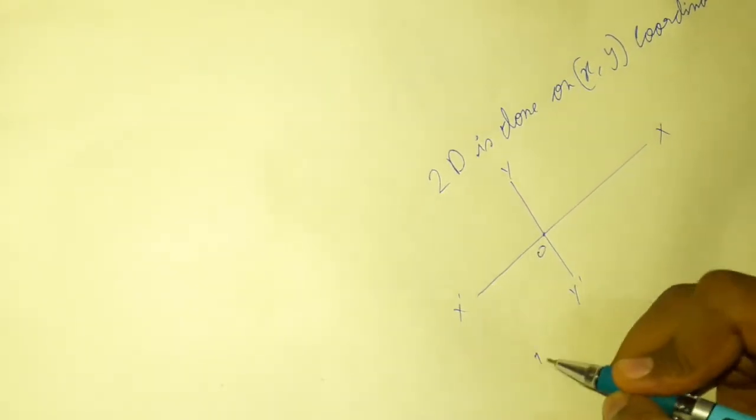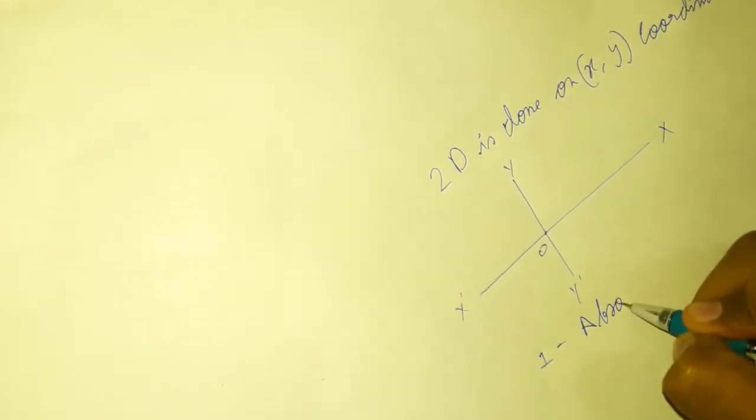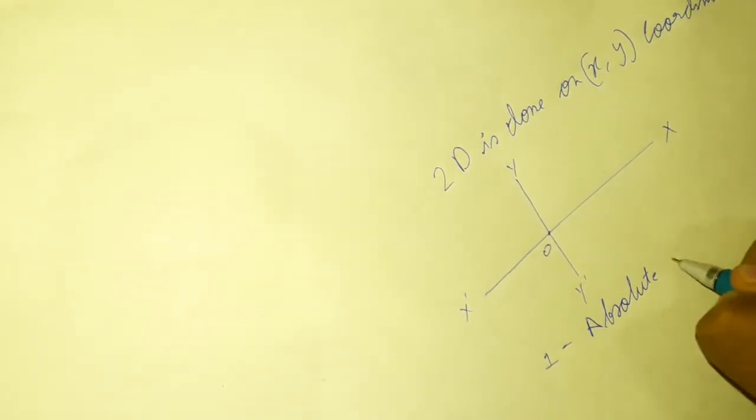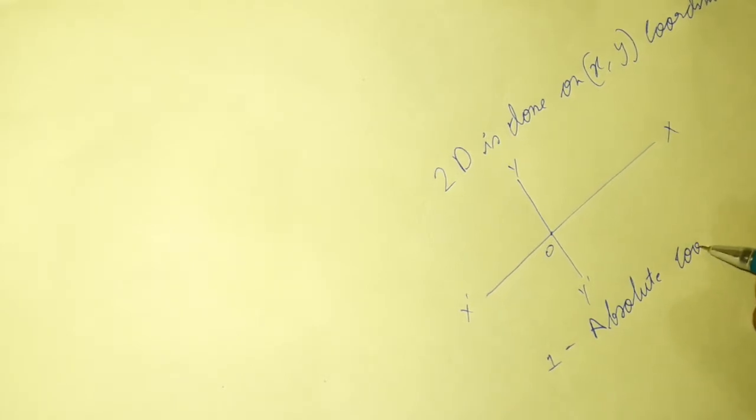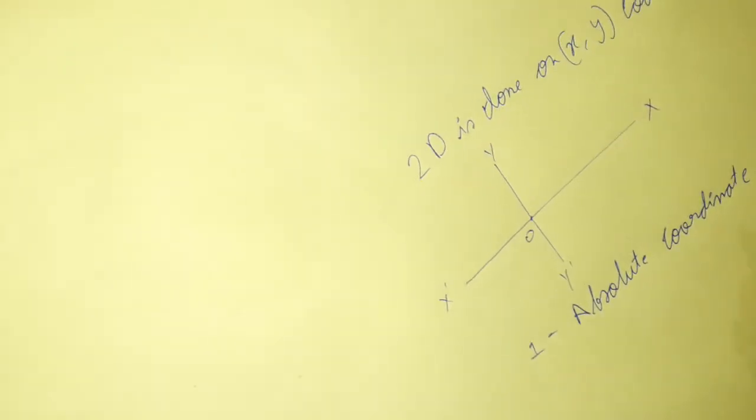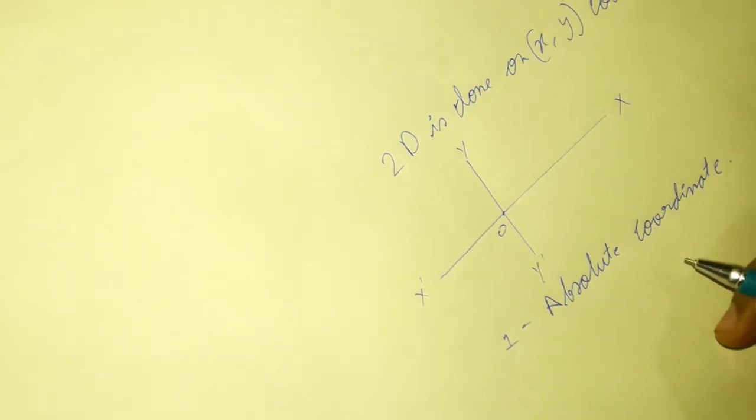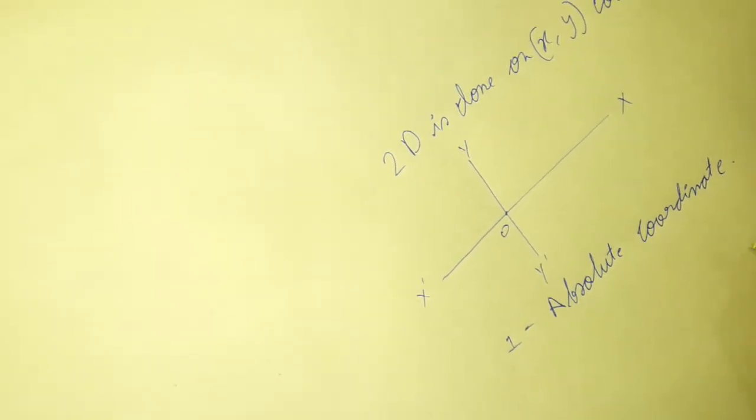That is one, absolute coordinate. We shall first learn absolute coordinate. As we generally know about it, it simply denotes the point of coordinates.